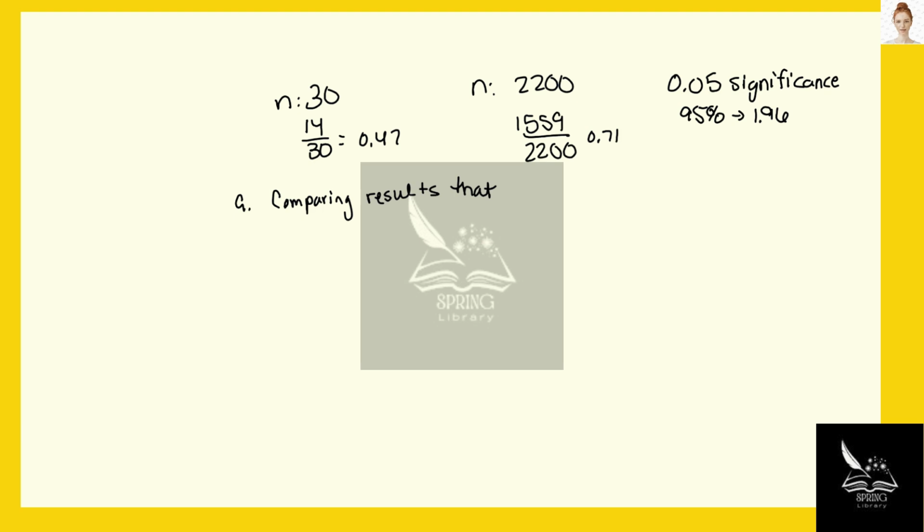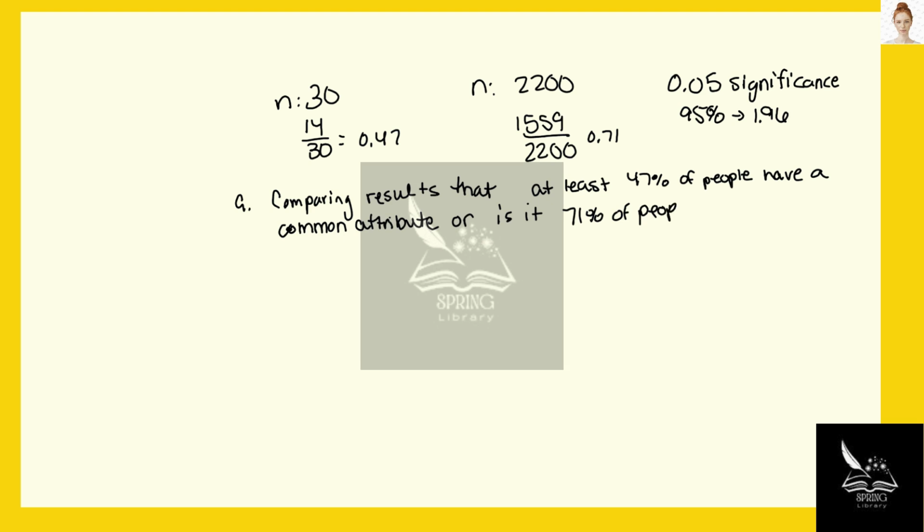Is it that at least 47% of people have a common attribute, or is it 71% of people? 71% of people. All right.